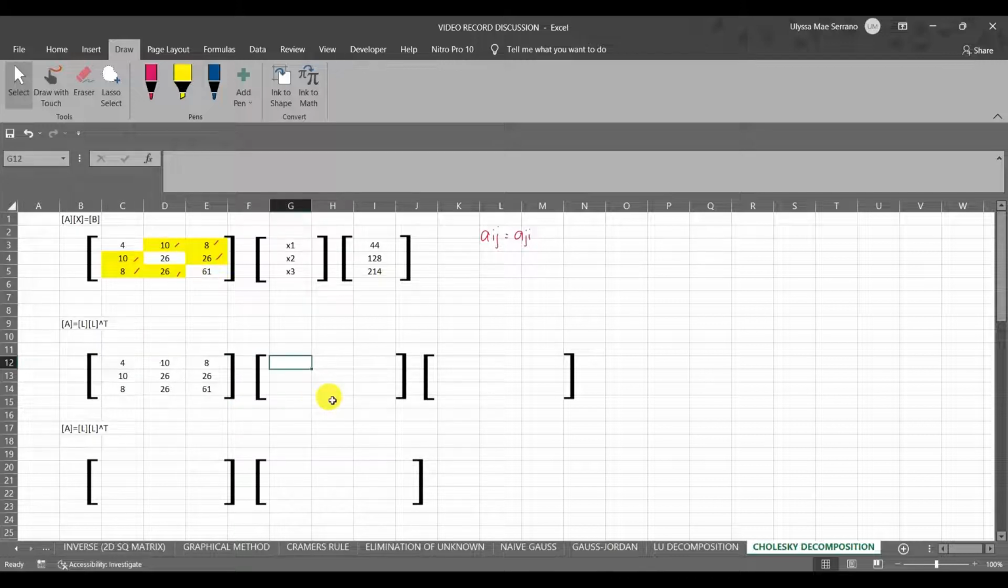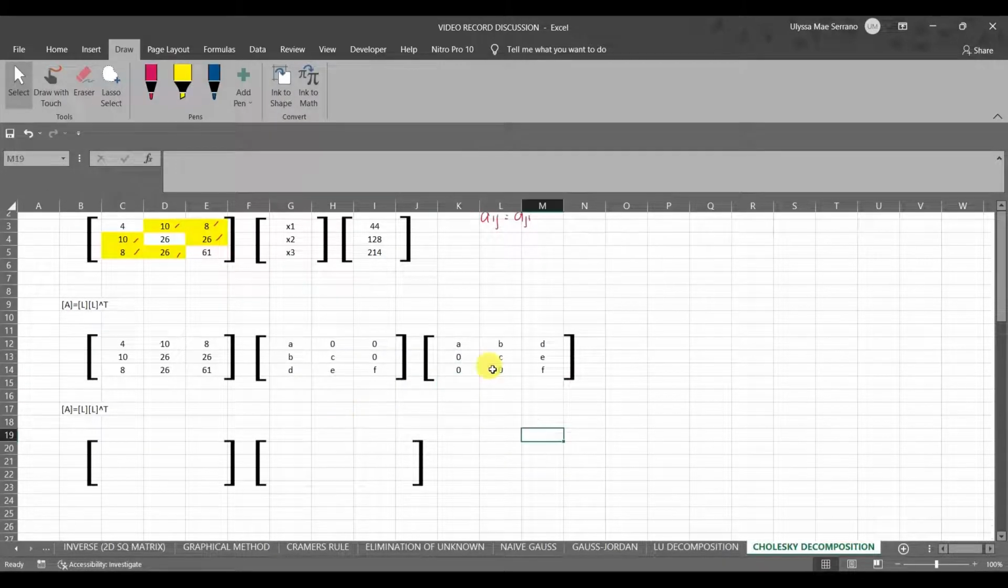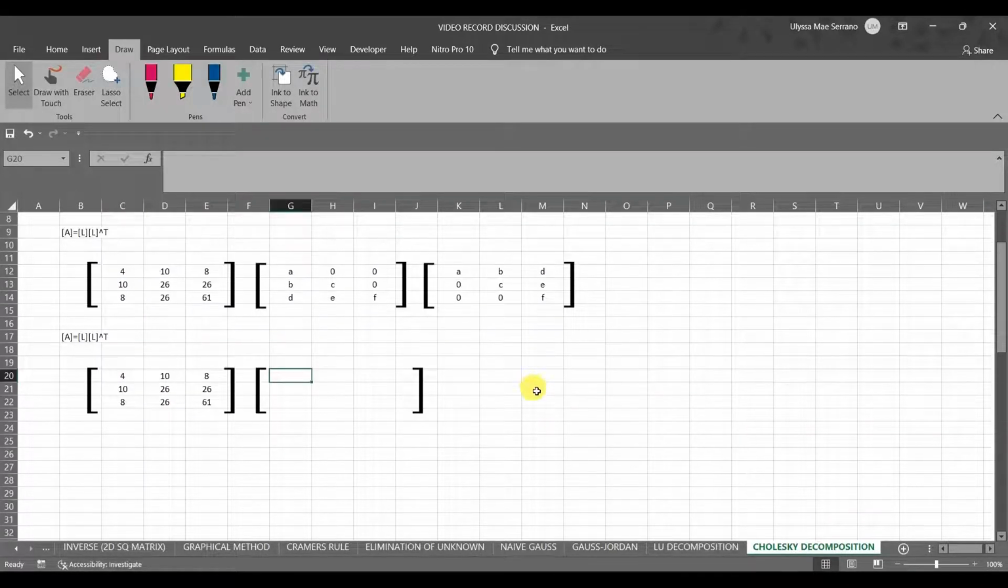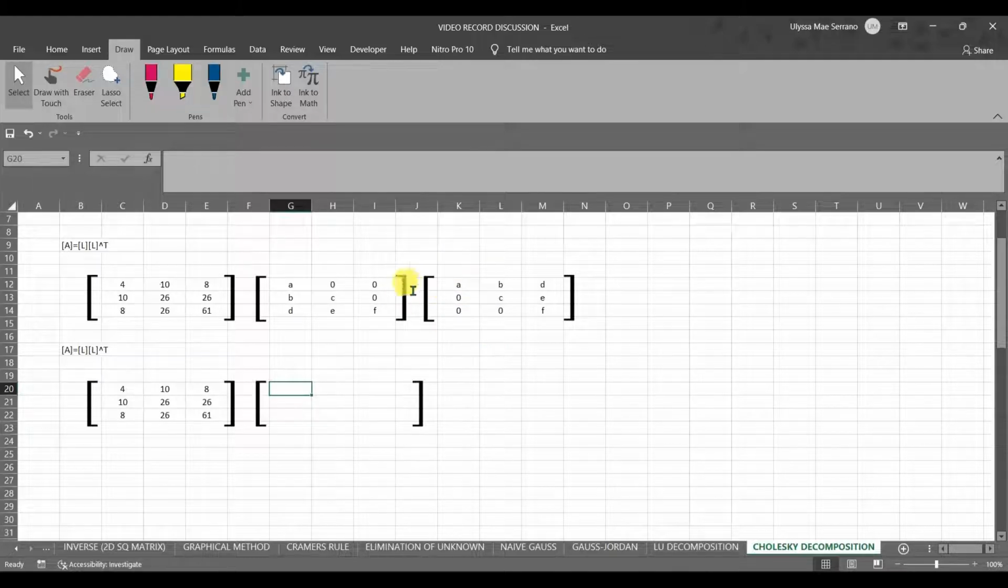And for our matrix L, simply A, 0, 0, B, C, 0, D, E, F. And for our transpose, simply A, B, D, then 0, C, E, and 0, 0, F. So this is the composition of our matrices. So let's simplify this. First, we'll copy the given matrix A, to be equated to the results of this particular multiplication of the lower matrix and the transpose of the matrix.